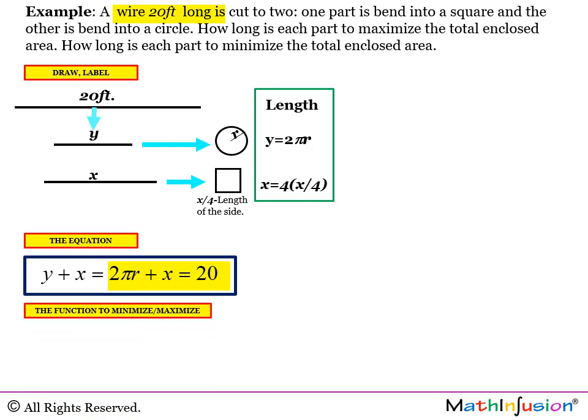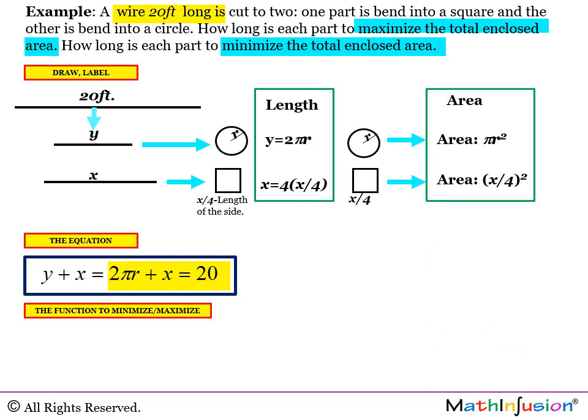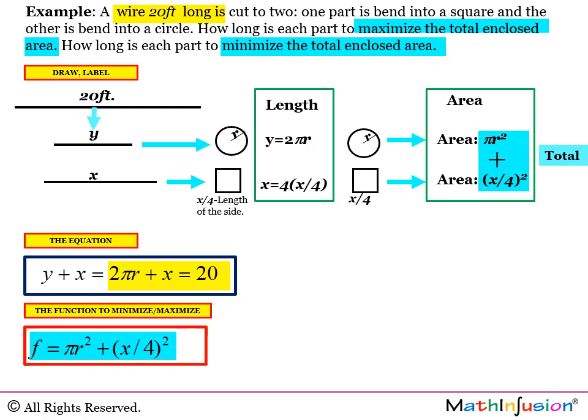What is the function to be minimized and maximized? It is the total area. So let's now find the total area. From the first one, we get that the area is pi r to the power of 2. And from the second one, it is x over 4 to the power of 2. This is the total area. So the function to be minimized and maximized is f equals pi r to the power of 2 plus x over 4 to the power of 2.